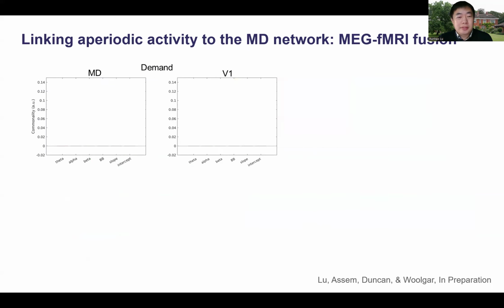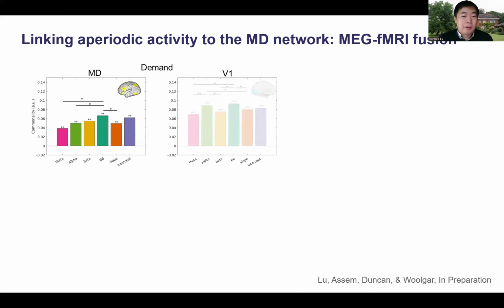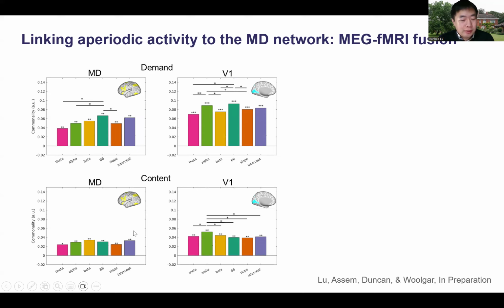So let's look at the results. For MD regions, we found the broadband power shared the highest commonality with task demand, which is consistent with our MEG results. But for V1, we found both alpha power and broadband power share the highest commonality with demand coding. For content, we found all six MEG signals contribute to the content decoding in MD regions. But for V1, we found alpha oscillations share the highest commonality with V1 to code content.